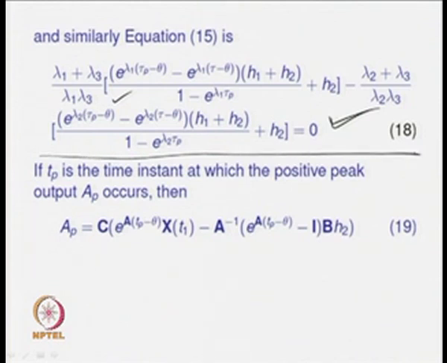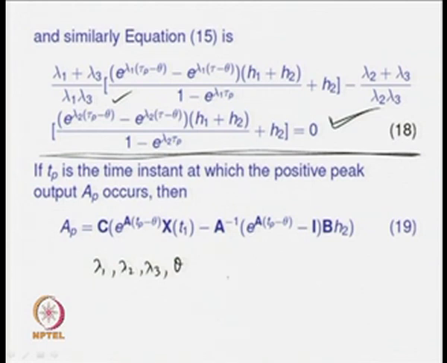These two expressions are highly nonlinear in nature and have to be solved using a nonlinear equation solver. Only then is it possible to find the unknowns associated with equations 17 and 18. What are the unknowns we have in 17 and 18? If you look carefully, lambda 1, lambda 2, lambda 3, theta are the unknowns. All other parameters are known or measured.